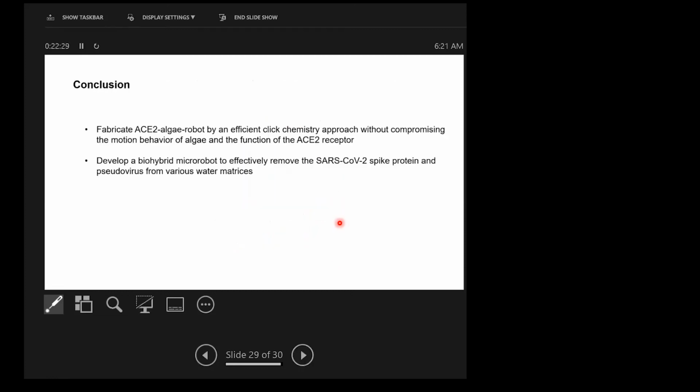So here is the conclusion. In this study, we fabricate the ACE2 algae robots by an efficient click chemistry approach. And this approach doesn't hurt the motion behavior of the algae or the function of the ACE2 receptors. Also, by developing this biohybrid micromotor, we can achieve effective removal of the SARS-CoV-2 spike protein and pseudovirus from various water matrices.